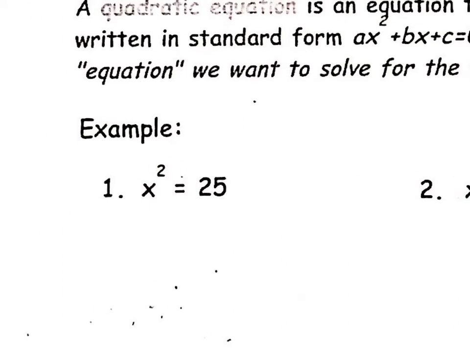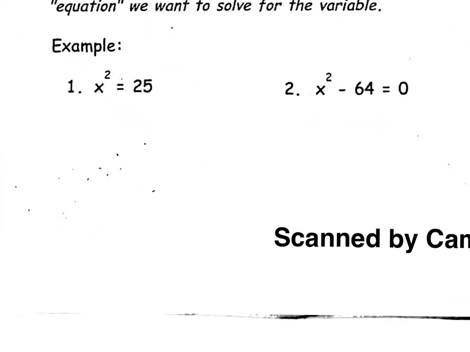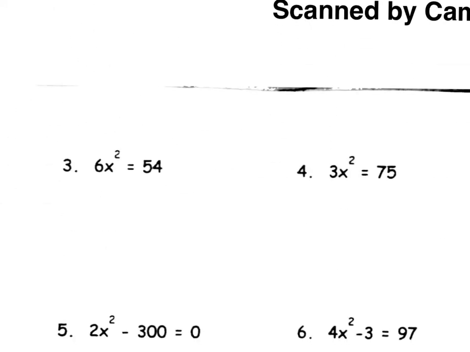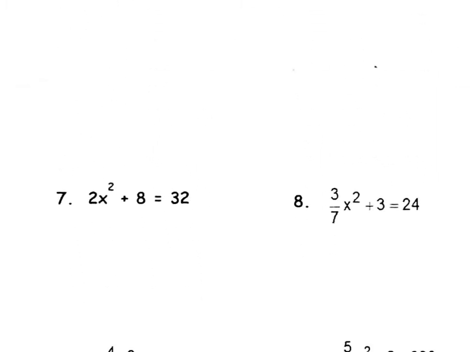Let's zoom out so you can see all of these problems here. And I'll scroll down too. But notice in all of these problems, there is only one x. 1x, 1x, 1x. Even though they're x squared, there's only one variable.